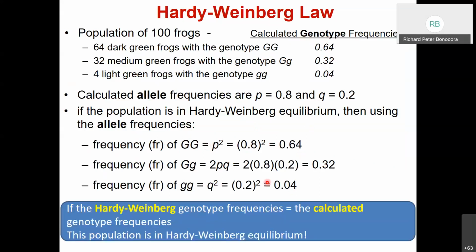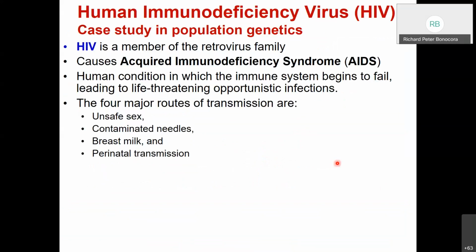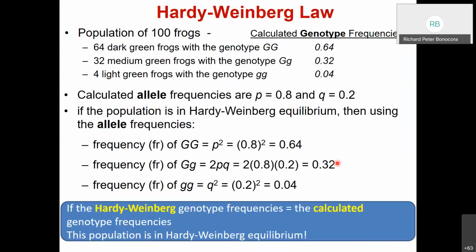But what's key here, because this does not always happen, is that if the genotype frequencies that you get from the components of the Hardy-Weinberg equation equal the calculated genotypic frequencies, then the population is in Hardy-Weinberg equilibrium. So these numbers match within statistical error. Okay, questions on that before I move on?